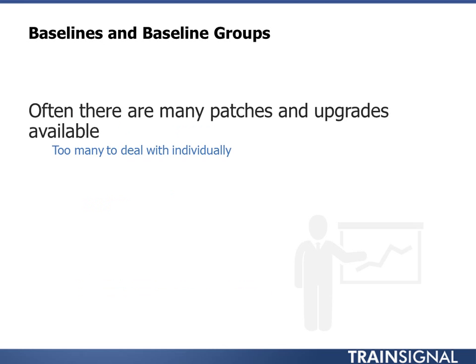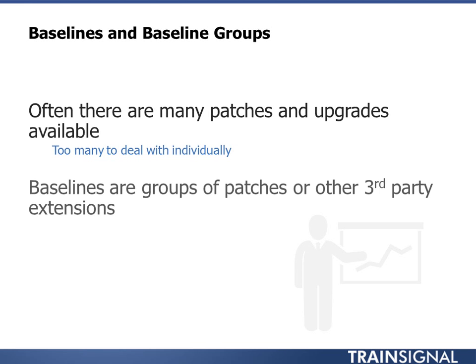A couple of concepts for Update Manager: baselines and baseline groups. Often there are many patches and upgrades, so you don't want to go through and have 250 updates and figure out which ones you want to install and which ones you don't. So you can put them into baselines. A baseline is a group of patches or other third-party extensions, but it's basically, your baselines are your groups. You could have one baseline, you could have 10 baselines. It doesn't matter. It's completely up to you, but that's how you group your patches and your updates together.